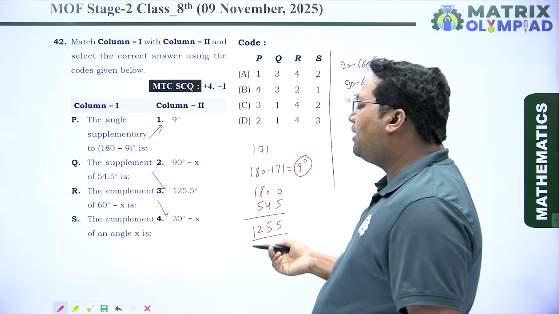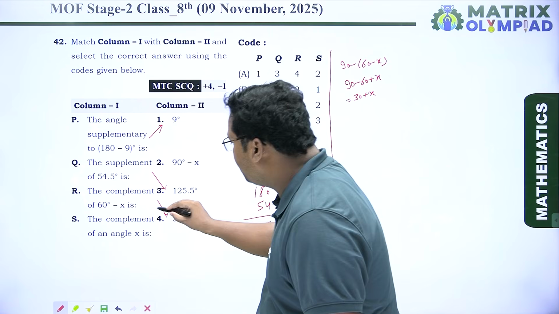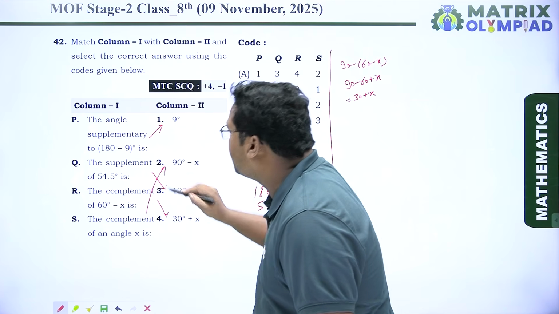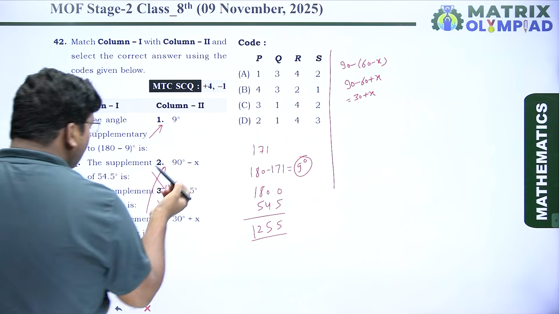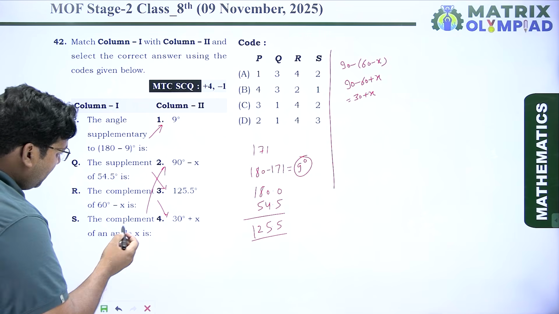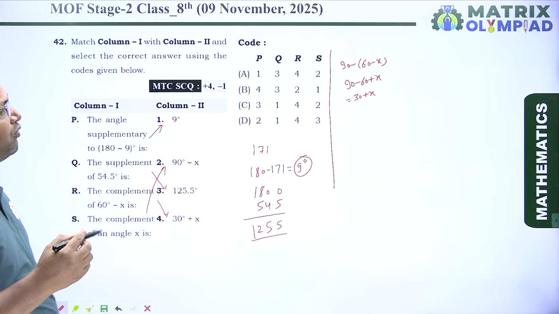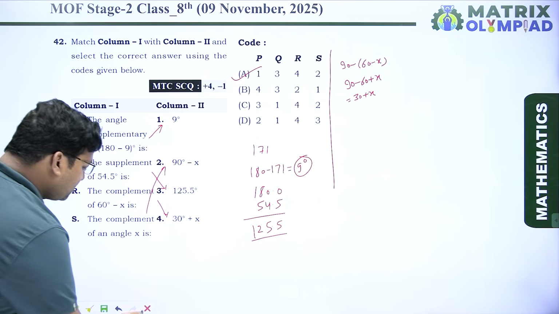Last is the complement of an angle x. So the complement of an angle x is 90 minus x, which is in second. So for this, second one is true. So our answer is 1, 3, 4, 2, which is in option A. So option A is the right answer. Now coming to the next question.